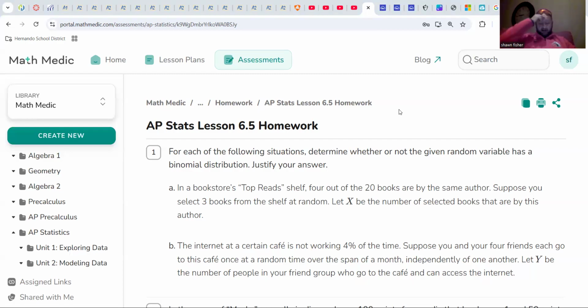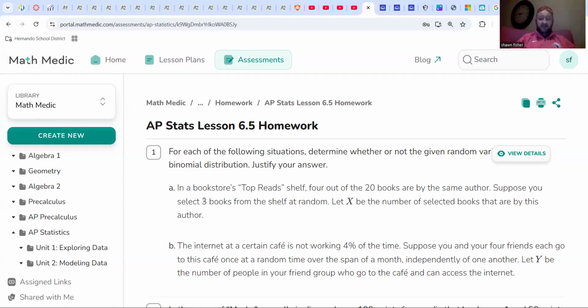Each of the following situations, number one: determine whether or not the given random variable is a binomial distribution. So we go to a bookstore. We've got a top read shelf. 4 out of the 20 books are by the same author. Suppose you select 3 books from the shelf at random. X is the number of books that are by this author. Is this a binomial type of situation, a distribution that we would use?